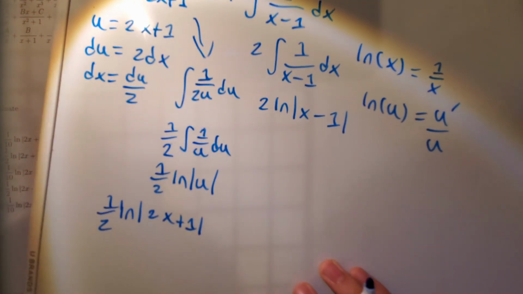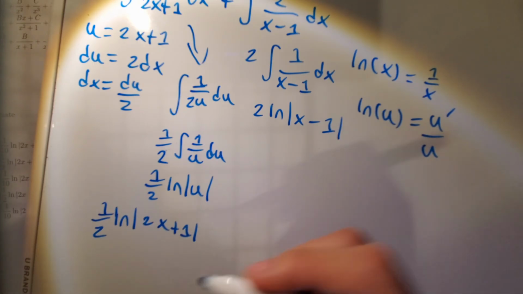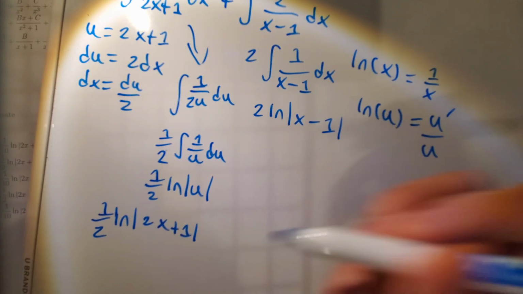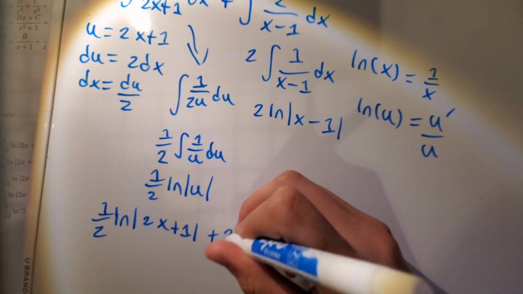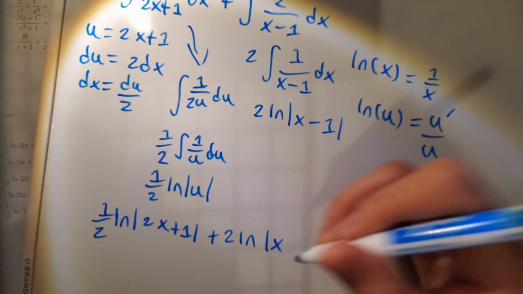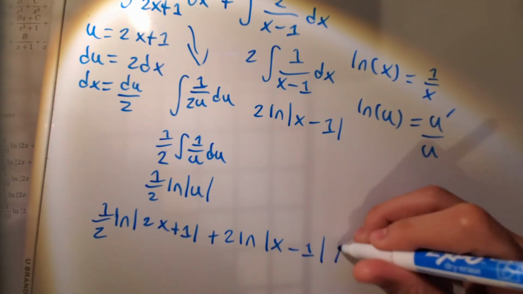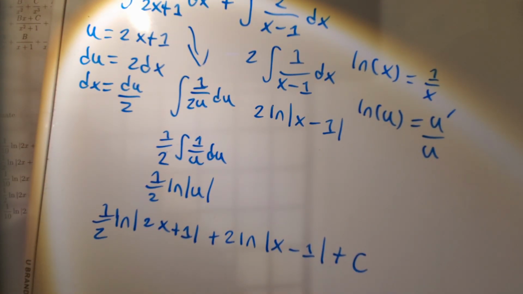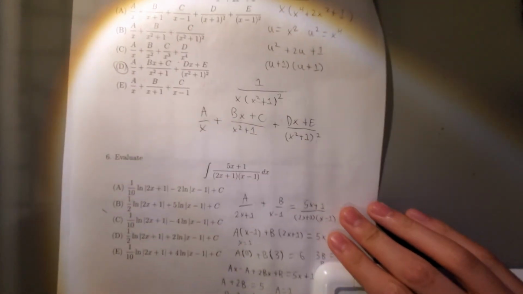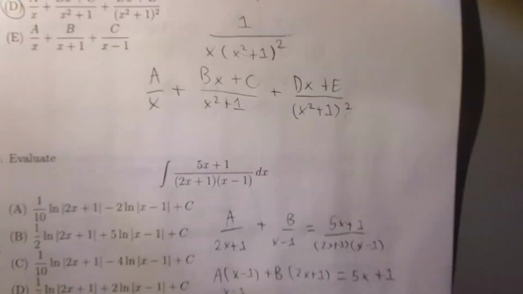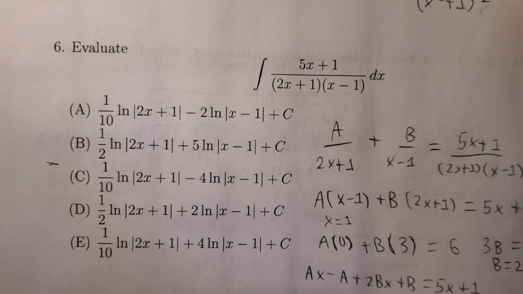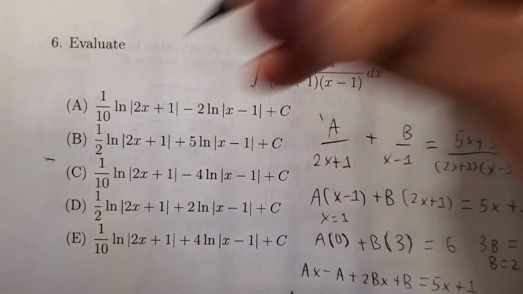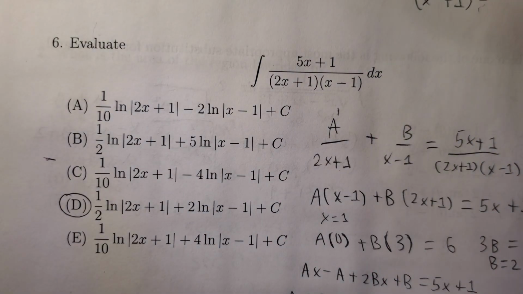So the final solution to this entire thing is 1/2 ln absolute value of 2x plus 1 plus 2 times ln absolute value of x minus 1 plus some constant. So the answer to this question should be, let's see here. I believe, D? Yeah, D matches up with what we had. So yeah, the answer to this question is D.